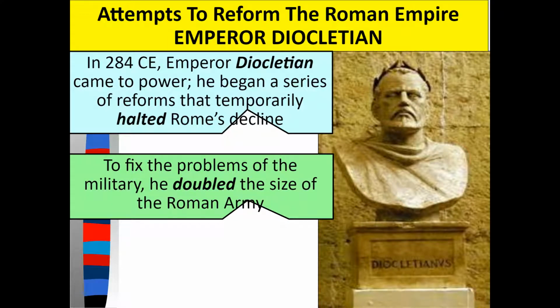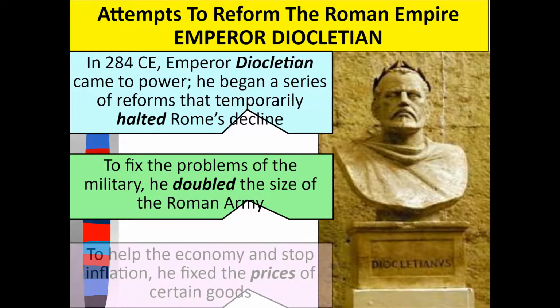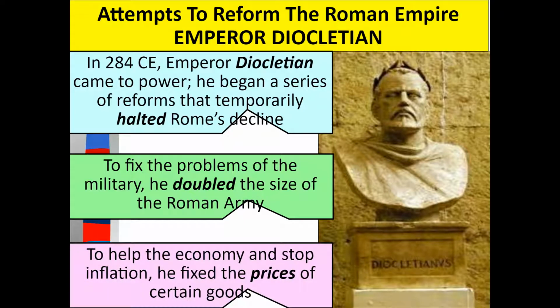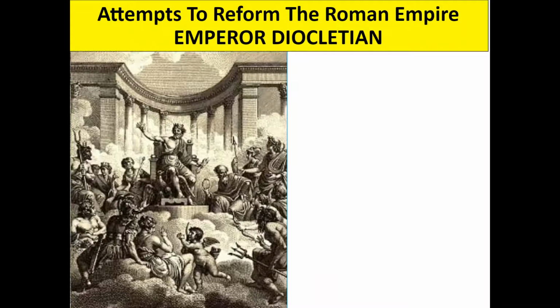Roman army isn't big enough to maintain control over Rome. Well, we'll double the size of the army. And to help the economy and stop inflation, he starts fixing the prices of certain goods. You cannot charge more for certain things, right? Fixes the prices, basically says, nope, the price of grain does not go higher than this point.